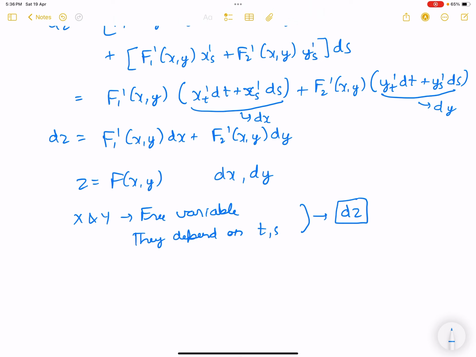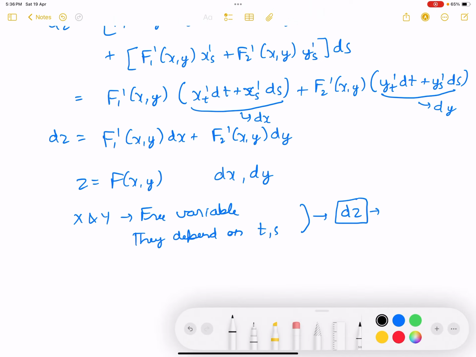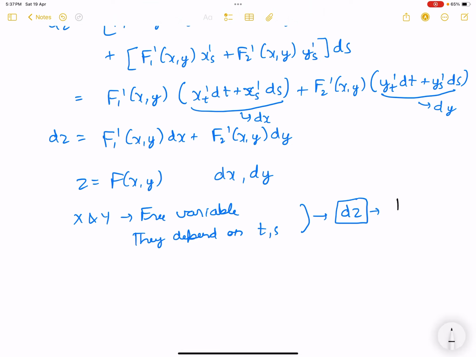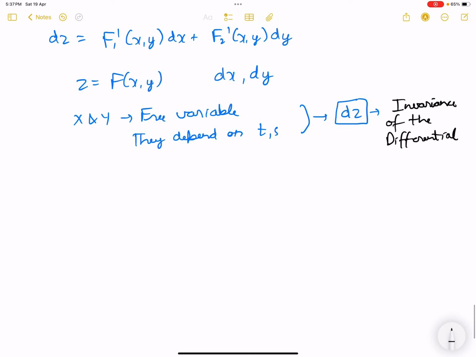तो what this means is this is the property of invariance of the differential. Okay, this is the property of invariance of the differential. Okay, I hope this is clear.